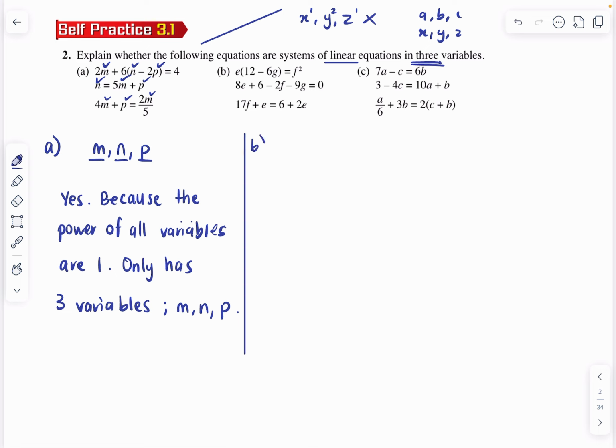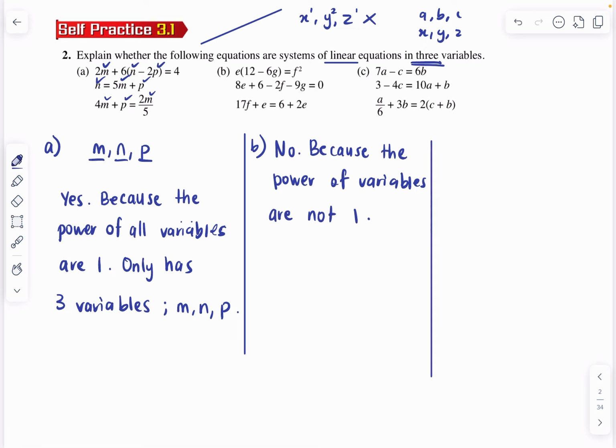Okay, let's look at B. Here, I think we already spot this. So this is not a linear equation. So straight away you can say no, because the power of variable are not 1. Done. Or you can say the power of variable is 2.